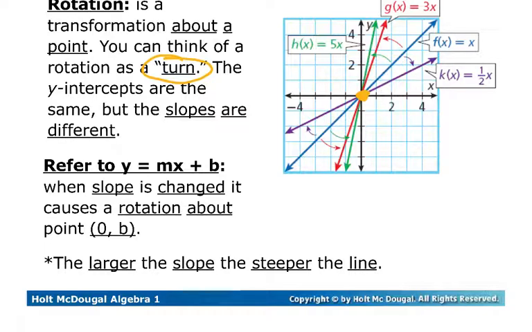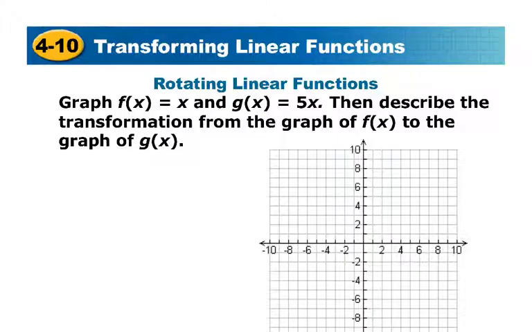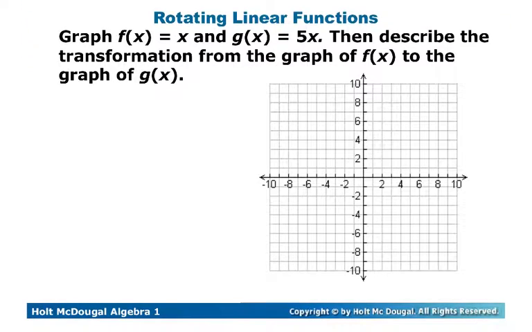And so the larger the slope, the steeper the line. Don't forget about that. Even if the slope is negative versus positive, it's still going to be steep, just in the downward direction. Alright, so we're going to do an example of rotating a linear function.